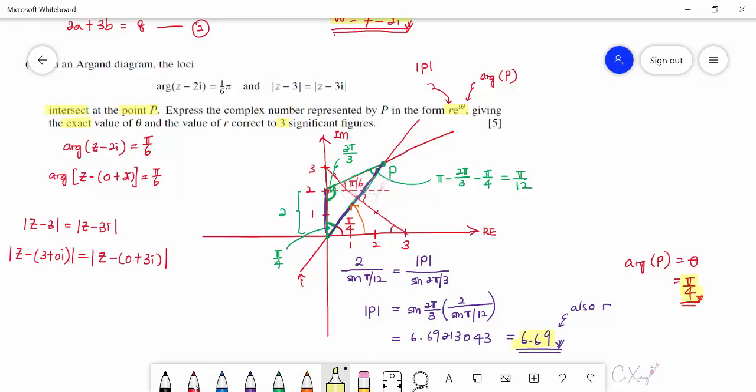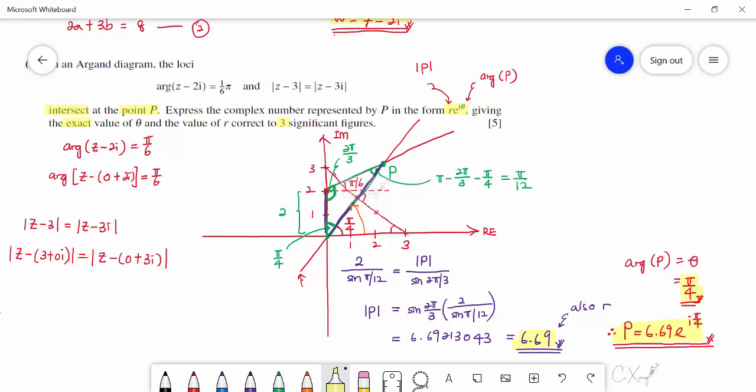All right, then again, they want you to rewrite P into the exponential form. So P equals 6.69 e to the i theta, where the theta will be pi over 4. So this is the final form that they want us to express P in, which is the exponential form for a complex number.